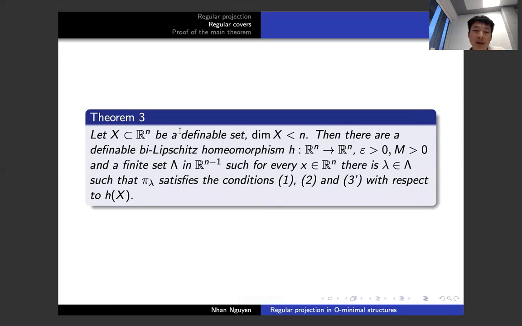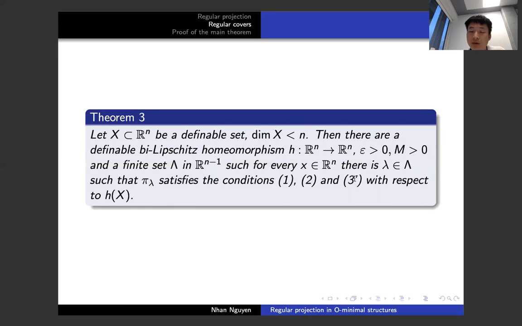So we prove further that given X a definable set in Rn with dimension smaller than n, it means the interior of X is empty. Then there exists a definable bi-Lipschitz homeomorphism H from Rn to Rn, epsilon bigger than 0, m bigger than 0, and a finite set lambda in Rn minus 1, such that for every x in Rn there exists small lambda in lambda, such that lambda satisfies conditions 1, 2, and 3 prime with respect to the image of X under the map H.